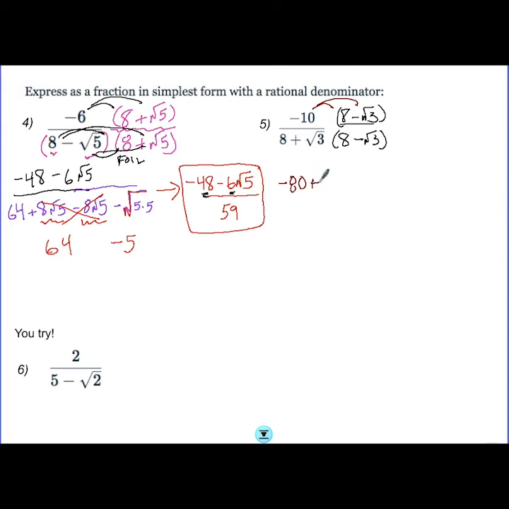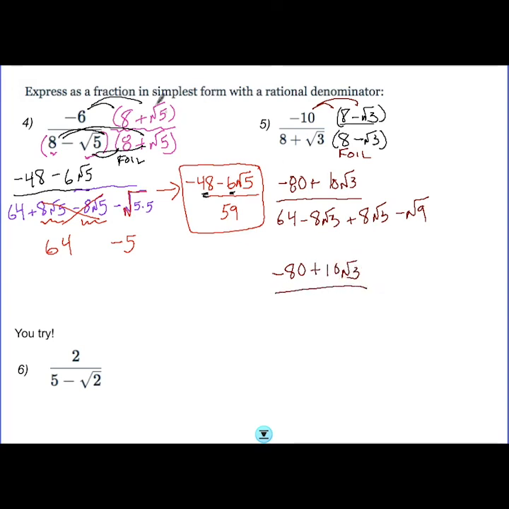plus 10 root 3 all over, and then the bottom, make sure you FOIL. 64 again, plus 8 root 3. Actually, I wrote that out of order. This first one is minus, my bad, minus 8 root 3 plus 8 root 3 minus square root of 9, 3 times 3. So let's simplify a little bit more. Top is minus 80 plus 10 root 3.